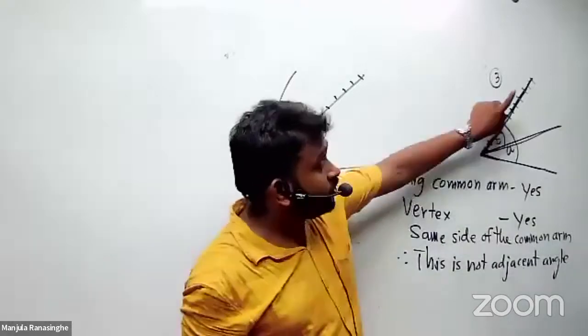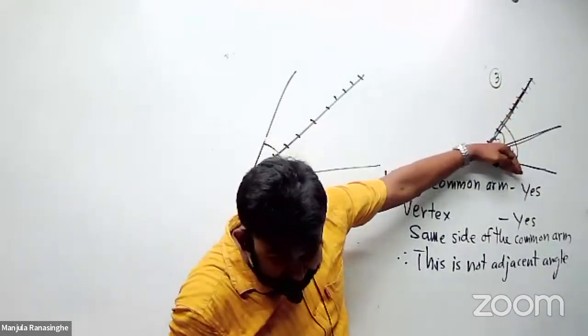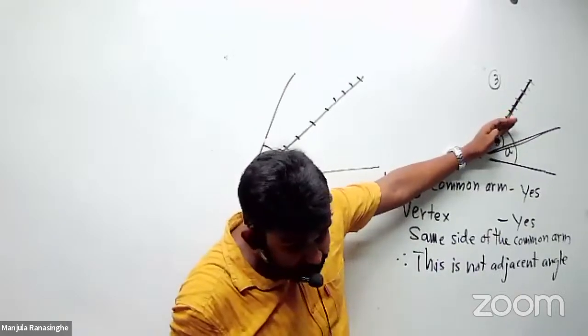But here see that the common arm is this one. A angle is also in this direction. B angle is also in this direction.